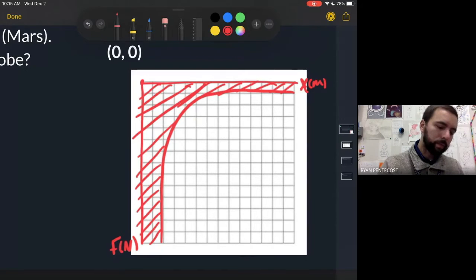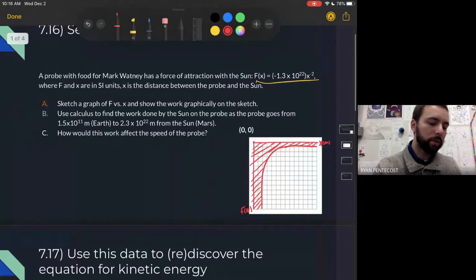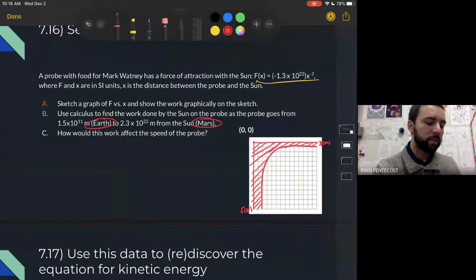So what we want to do is use calculus to find the work done by the sun on the probe as the probe goes from Earth to Mars. And we have the distances there. The distance from the sun to Earth is 1.5 times 10 to the 11 meters. And the distance from the sun to Mars is 2.3 times 10 to the 22nd meters.